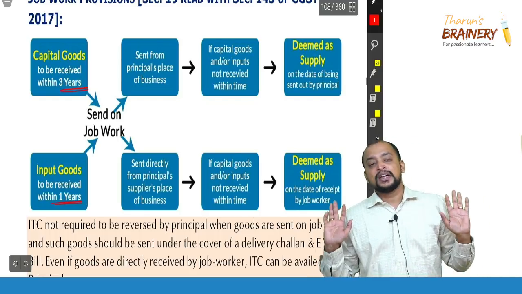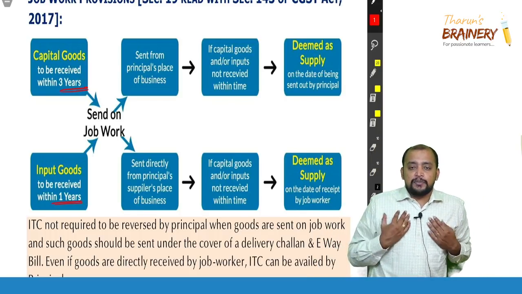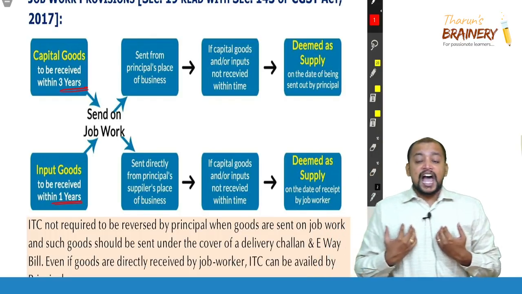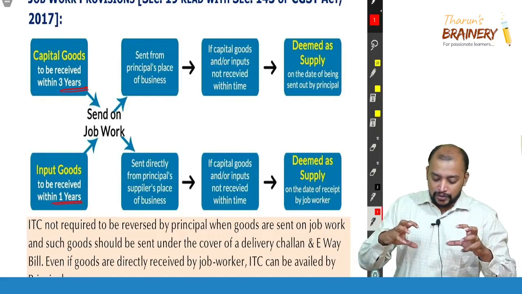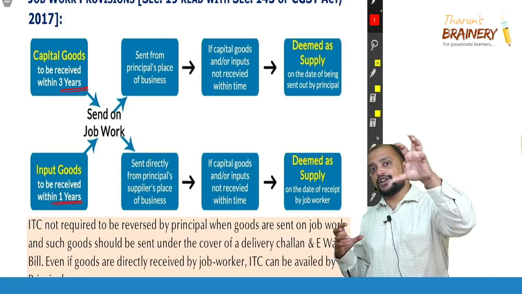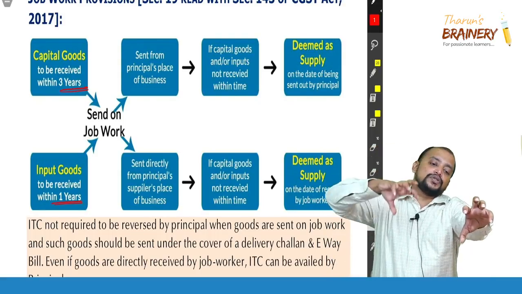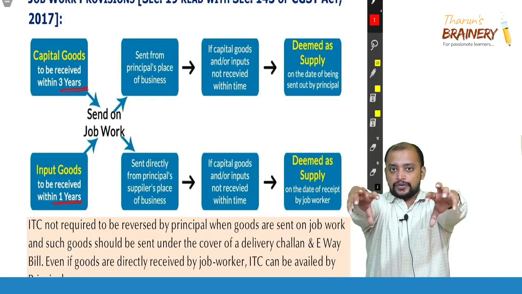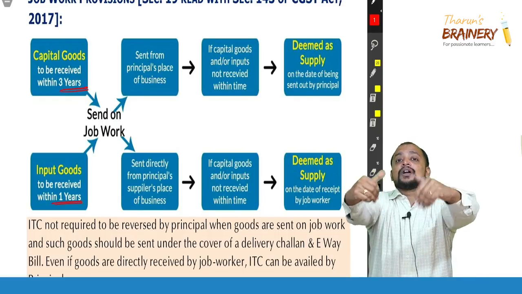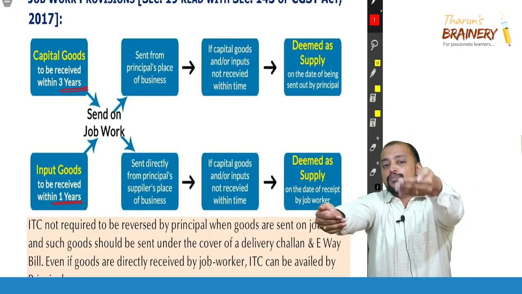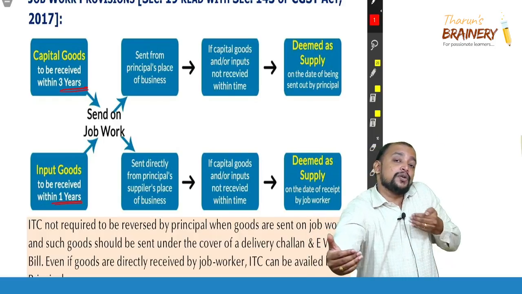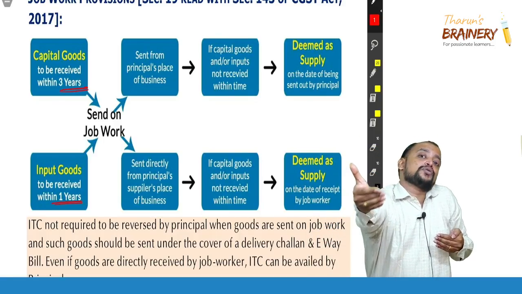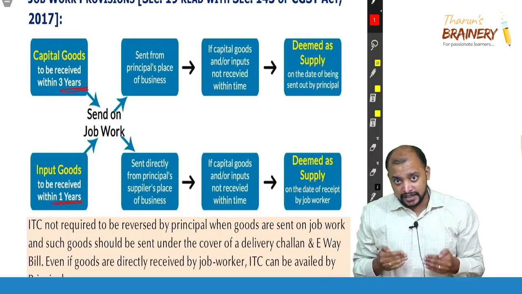Got it? So I am purchasing. I am a principal manufacturer. I will be purchasing some inputs and I will be purchasing some capital goods. So now these inputs will be sent to the job worker and capital goods will be sent to the job worker. Okay. Now in this case, from the job worker's place, the inputs should be processed and the processed goods should be returned within 1 year and the capital goods should be returned within 3 years.